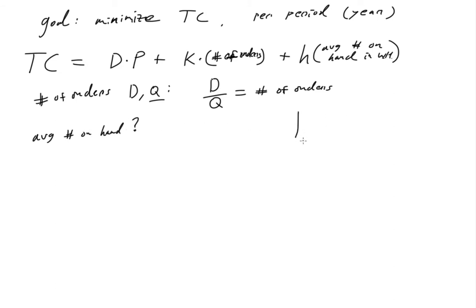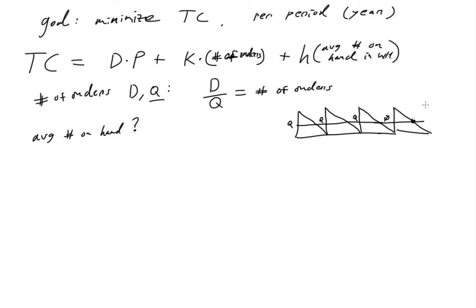So recall that graph I showed you before. If I make an order of Q and then it runs down and it goes up like that and it goes down again and it goes up to Q again and then you sell off till you get to 0 and then you order another Q and so on forever. I want to look at the average number I have on hand, and that's of course, you just split that line right there.